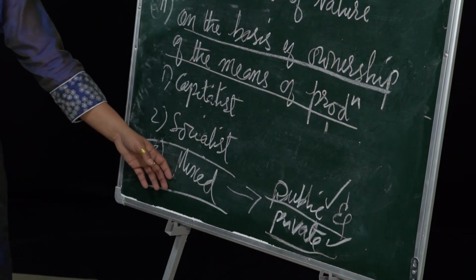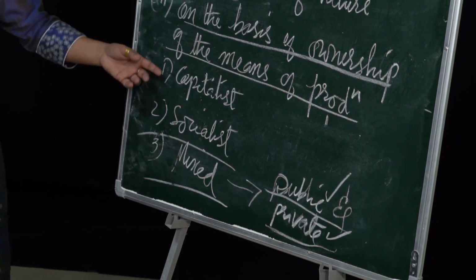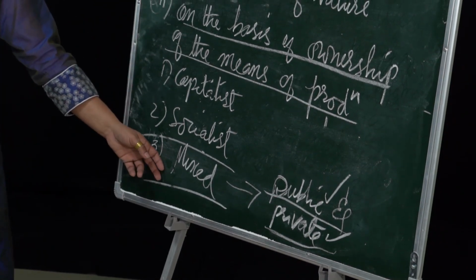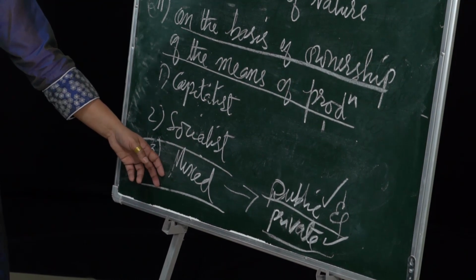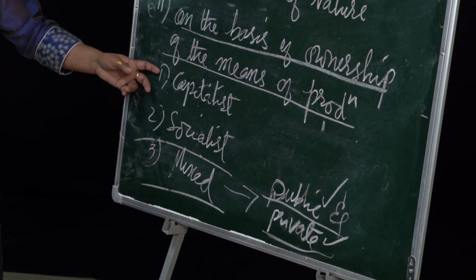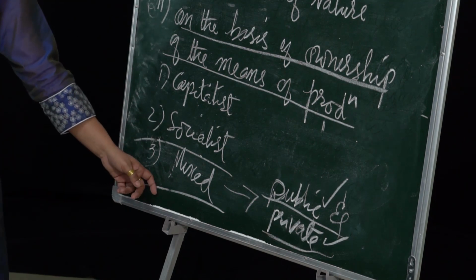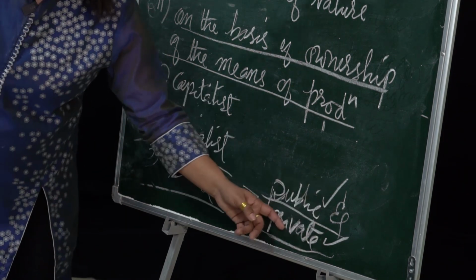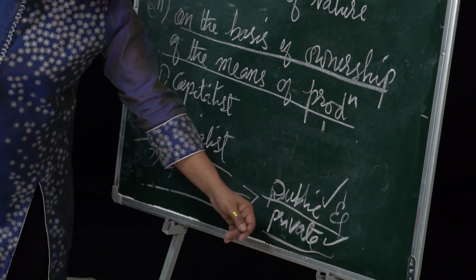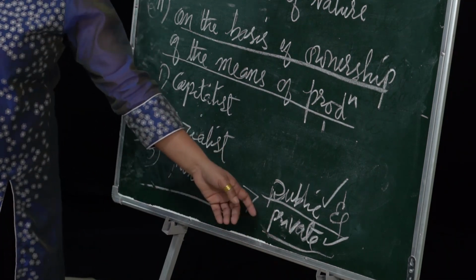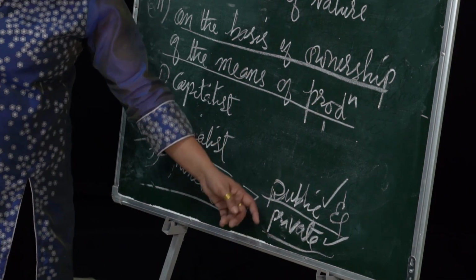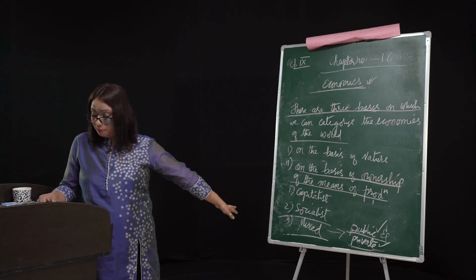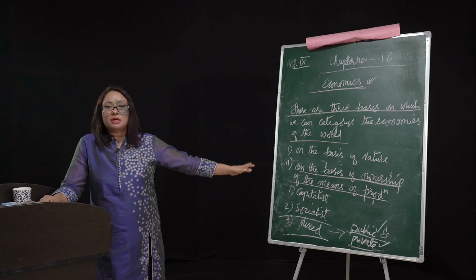So a mixed economy has the best features of capitalism as well as socialism. Like capitalism, private ownership of property and private enterprise is allowed. But unlike capitalism and like socialism, the government also owns some industries and factories. Because of that, it is divided into public and private. Some production units are owned by private individuals and some by the government. Therefore, in a mixed economy like India, the economy is divided into public sector and private sector.